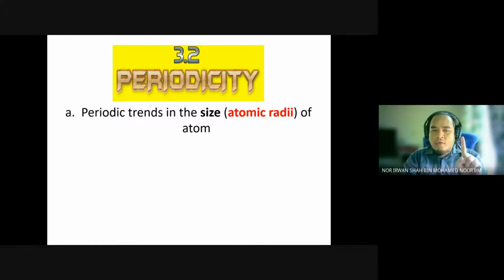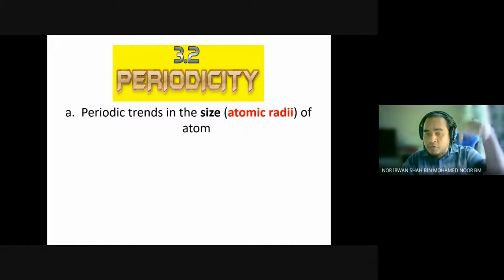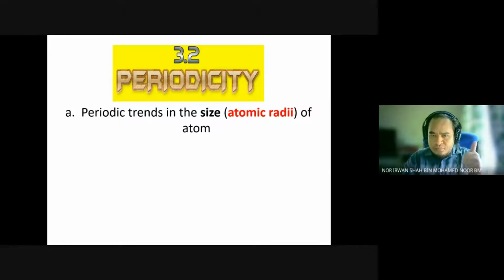The first is we are going to look at what happened to these trends as we move across a period, or we can say that as we move from the left to the right of the periodic table. So that is the first. Second is, guys, kita akan tengok juga what happened to these trends as we move down a group. Down a group maksudnya from top to bottom, daripada atas ke bawah. Tak kisahlah whichever group it is, group 1, group 2, group 13, 17, 18. So that is what kita akan tengok lah.